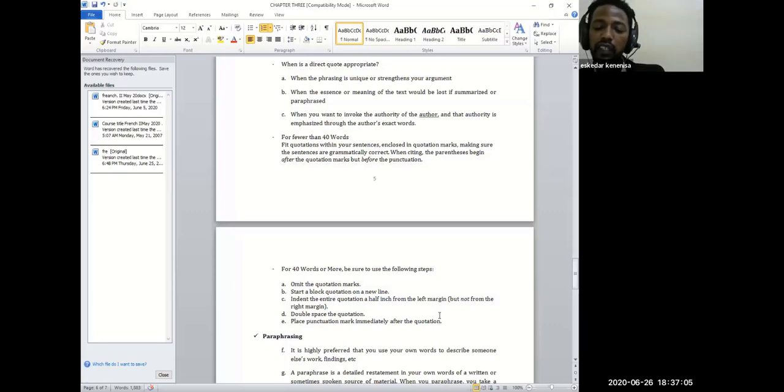Paraphrasing doesn't mean that since you make it in your own words, it is yours. It is not yours. Therefore, you have to indicate that it is not your own idea. You have to cite the source of the information. Who is the source of the information? It has to be included.